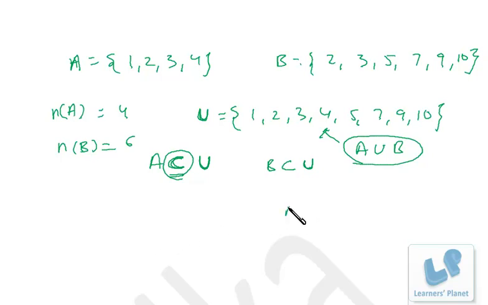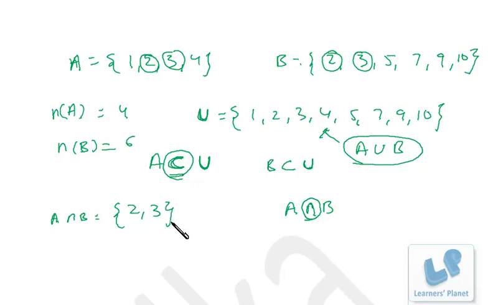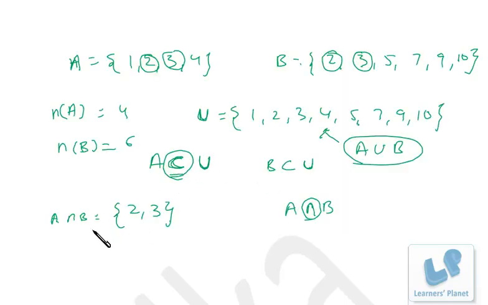Now next is A intersection B. Intersection means we have to take the common elements that are present in both A and B, right? So here we can see 2 is here and here, 3 here and here, right? So in A intersection B we will have only 2 elements, that is 2 and 3, right? Number of elements, union, subset and intersection. Okay, this is called intersection, that is common elements between the sets.